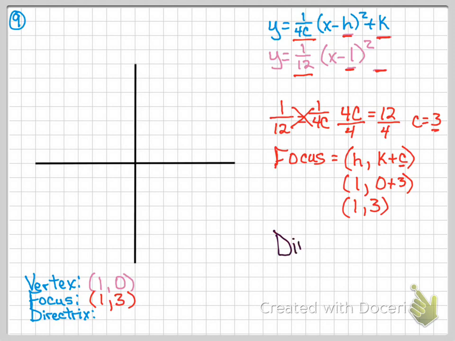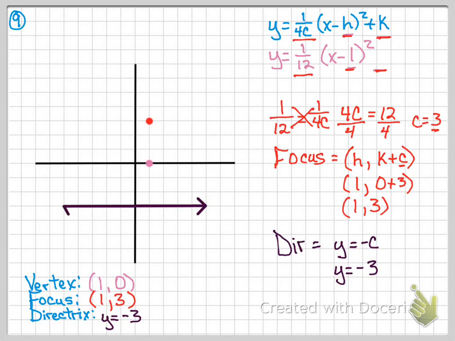Our directrix is y equals -C, so y is -3. Our directrix is in purple, our vertex in pink, and our focus in red, and we get a graph that looks like our pink graph there, sketched out.